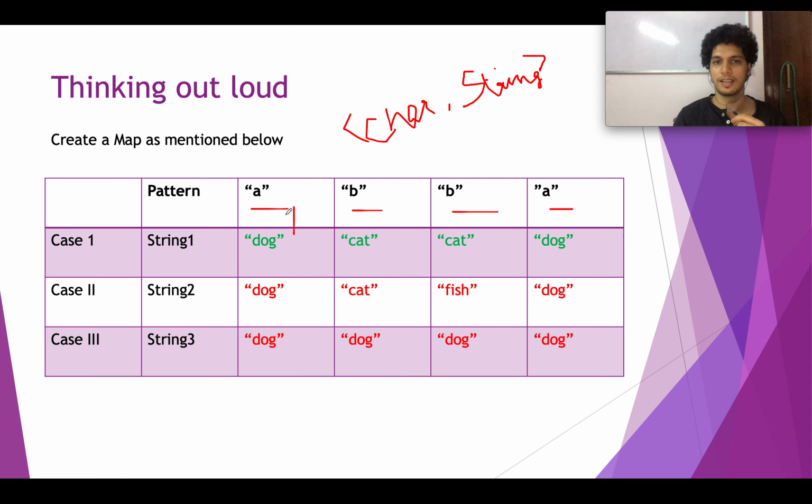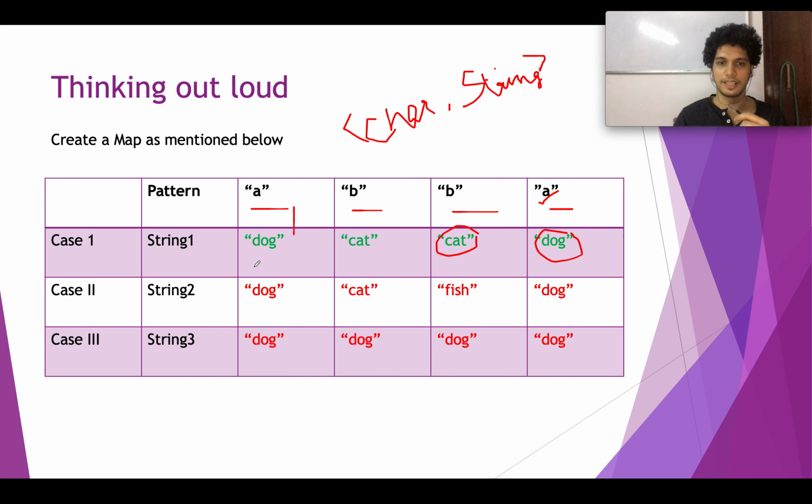We move ahead. A got added against dog, B got added against cat. B, you visit again and check whether the string that already exists in your map is cat, and the current string is also cat, hence you move ahead. You visit A, and check what is the intended string, it's dog. What is the existing one present in the map, it's dog again. So you pass, and the string is complete, and you return true.